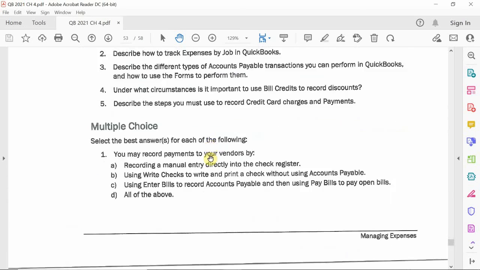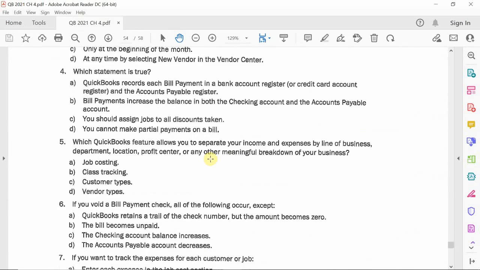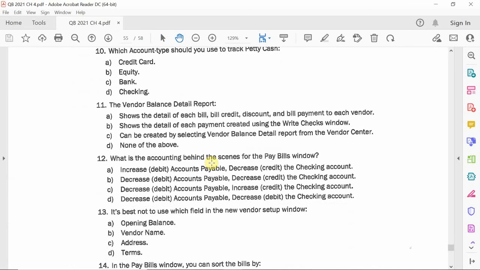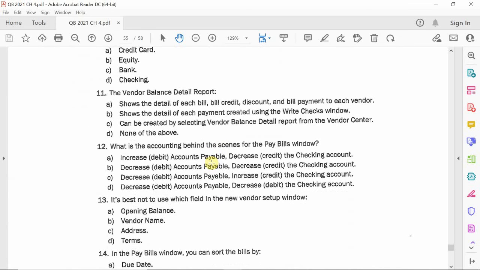So what does the vendor balance detail report do? Question 11, the answer is A, yes. It shows you the details of each bill and bill credit and so on and so forth that you have for each vendor. I just said that already. So that's what the vendor balance detail report does.